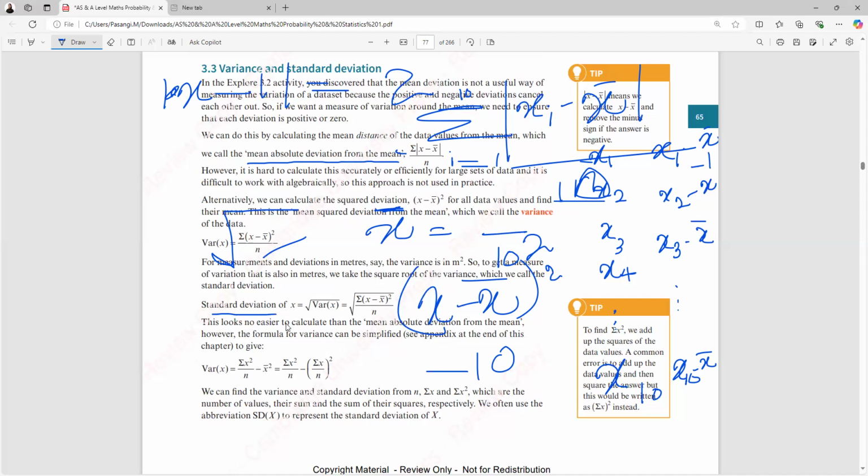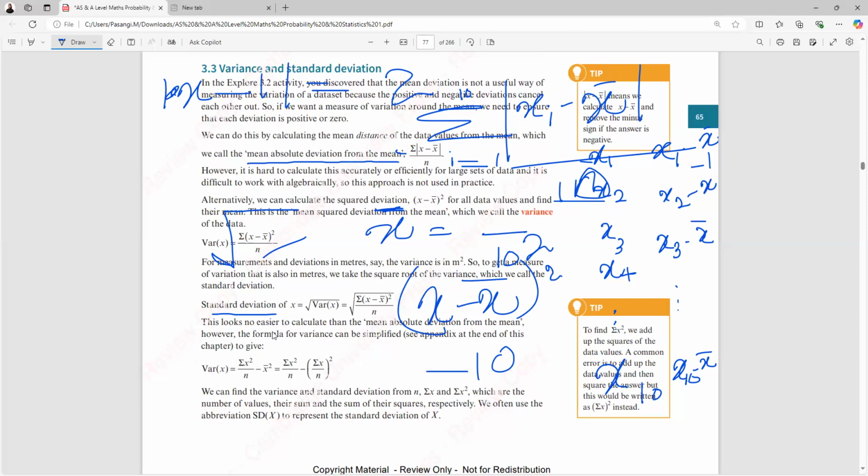Then again it will be degree 1. That means we will receive an equation with degree 1. So to get a measure of variation that is also in meters, because earlier it was m squared, now it's in meters, we take the square root of the variance, which we call the standard deviation.